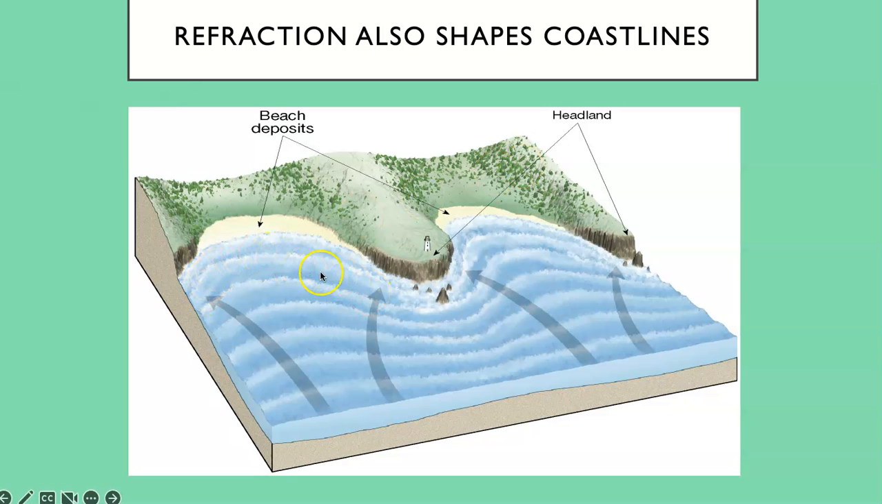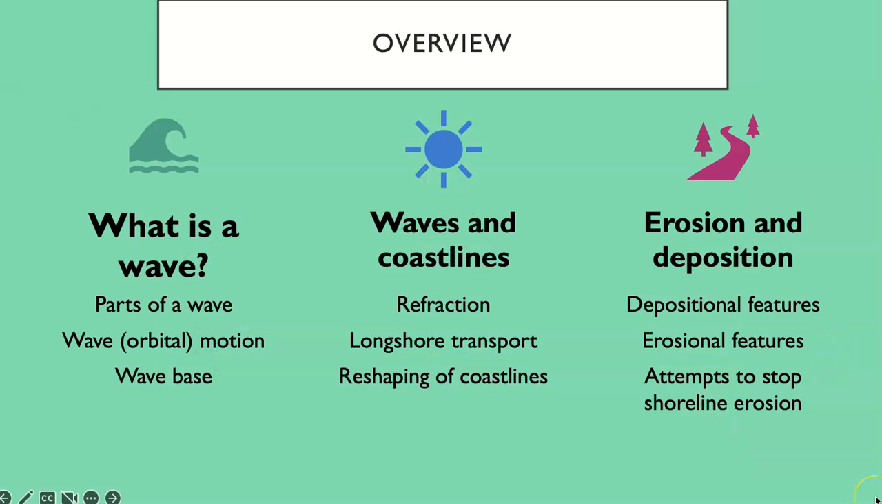The waves come in very gradually, and they gently reach the shoreline without a lot of energy being dissipated, and they tend to deposit sand out here, whereas out here they're removing it. So next video we will move on to the last topic of erosion and deposition.